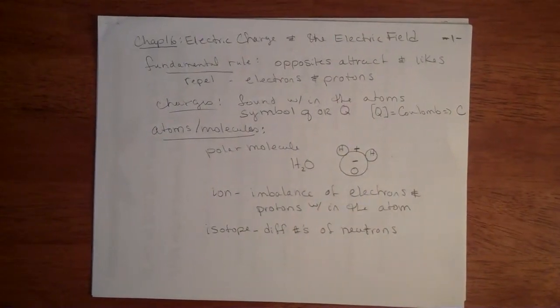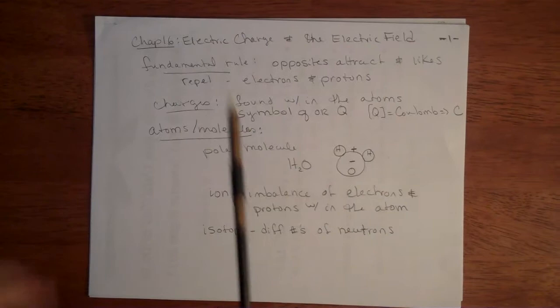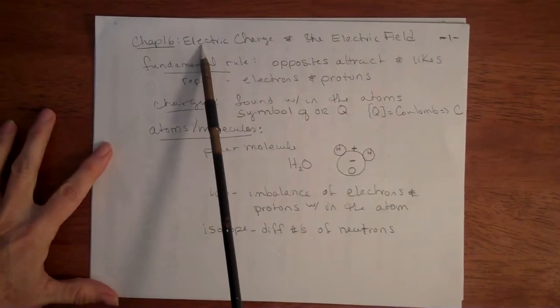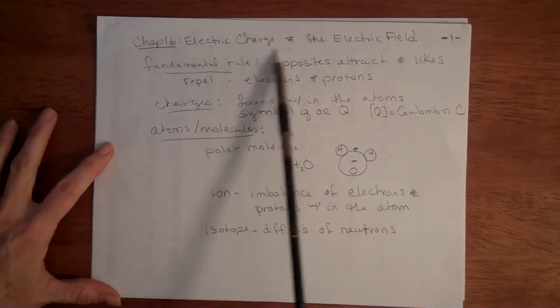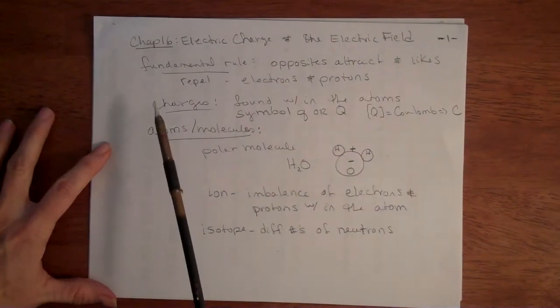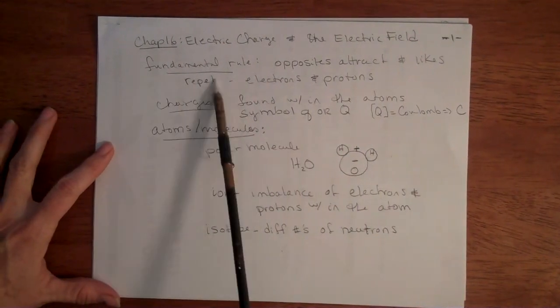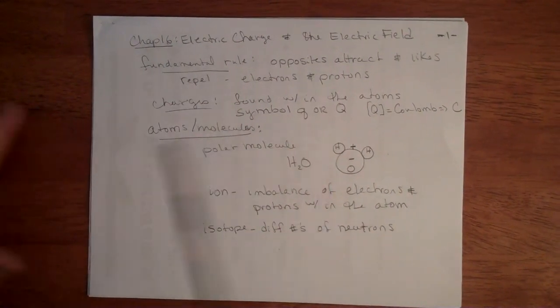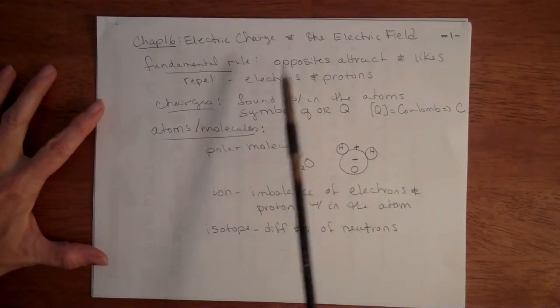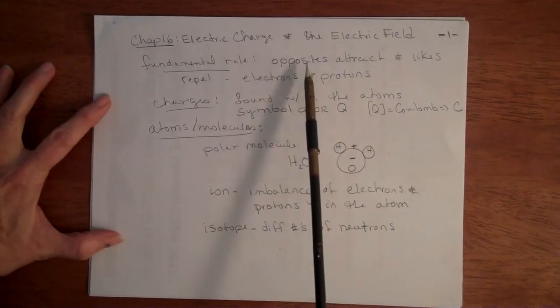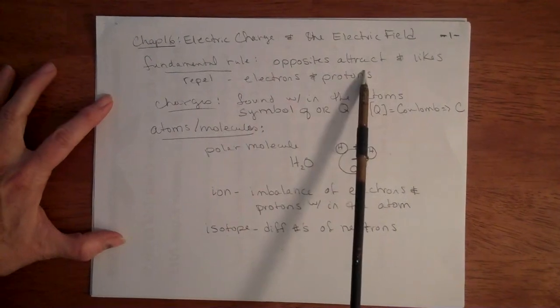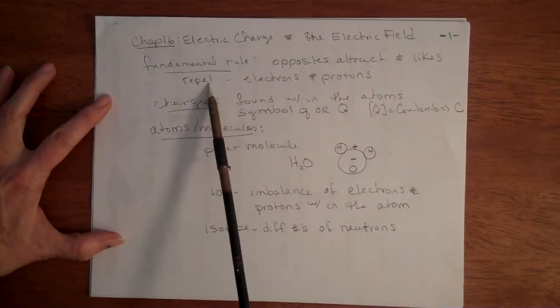Okay, our review of Chapter 16 here. Chapter 16 is our beginning of the study into electric charge and the electric field. Remember, we started with the fundamental rule. We call it fundamental because we don't know why this is true, but we see Mother Nature behave this way, and that is that opposites attract and likes repel.